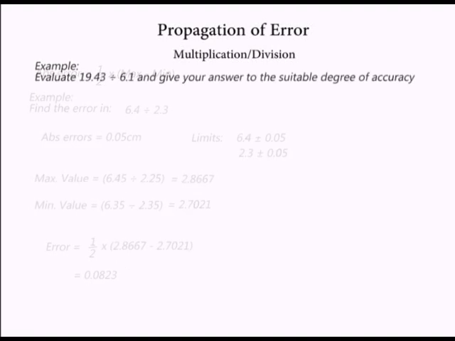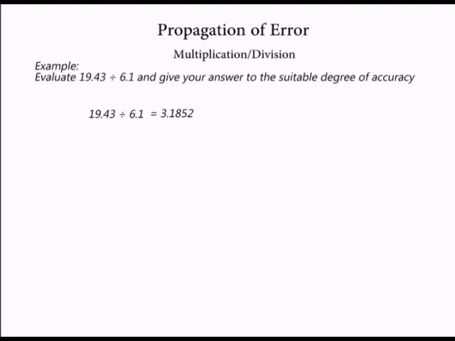And finally, evaluate 19.43 divide by 6.1 and give your answer to the suitable degree of accuracy. Now, the suitable degree of accuracy is the number of significant figures in the least accurate of the two numbers. In this case, 6.1 is less accurate compared to 19.43, and so we divide normally and then give the answer correct to two significant figures. 19.43 divided by 6.1 is 3.1852. Two significant figures will give us 3.2.